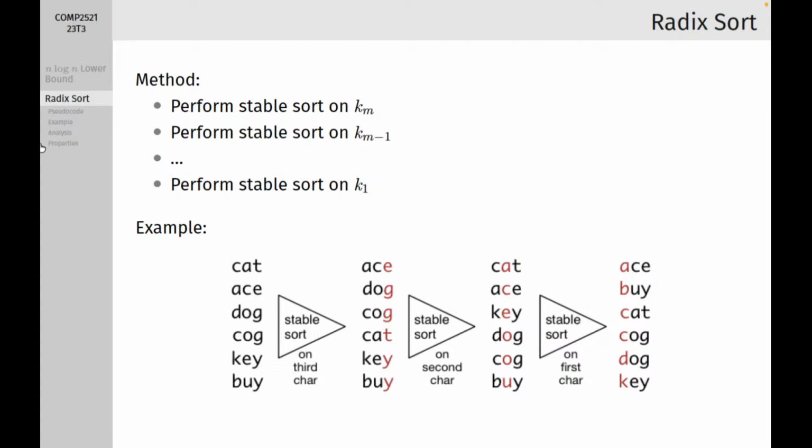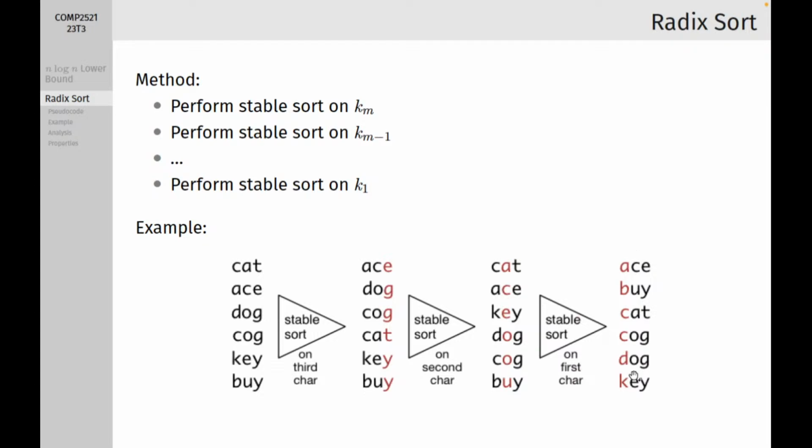So here's an example of radix sort. We have a bunch of words containing 3 letters. The way we would sort this with radix sort is that we perform a stable sort on the 3rd character. Then we perform a stable sort on the 2nd character. Then we perform a stable sort on the 1st character.